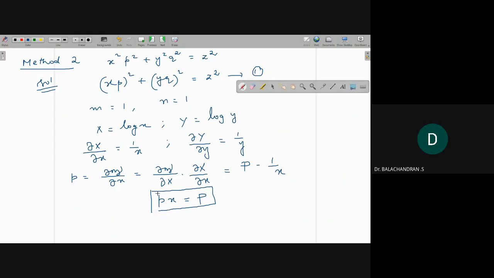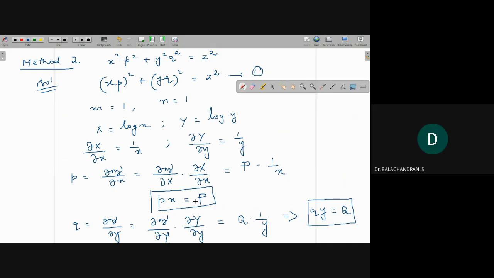Similarly, small q is equal to ∂z/∂y, which is equal to ∂Z/∂Y times ∂Y/∂y, which is capital Q times 1/y. So this implies that q times y is equal to capital Q. Now the second part of the equations.